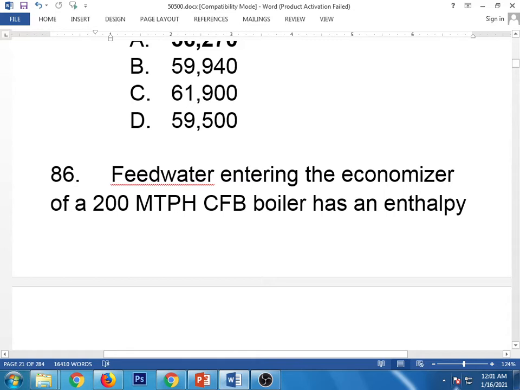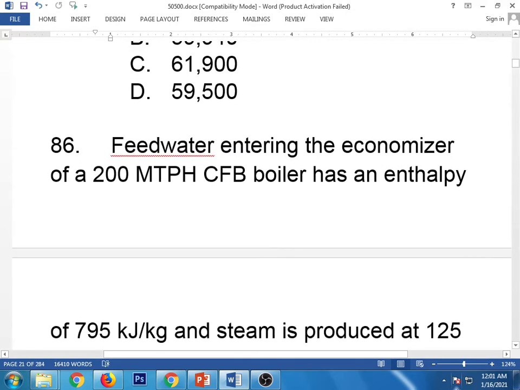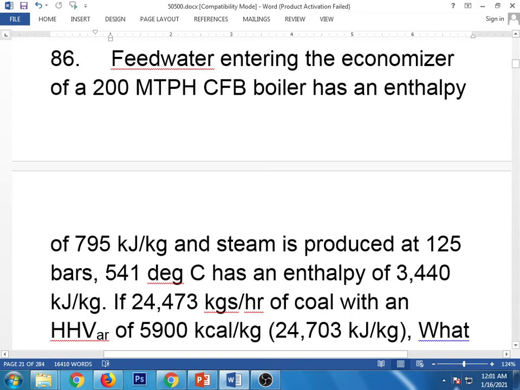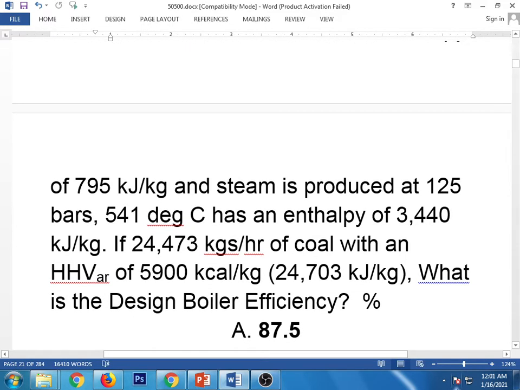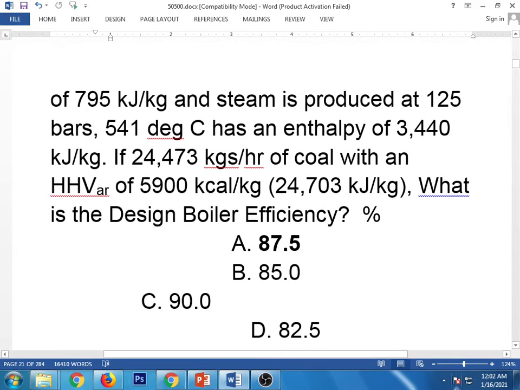86. Feed water entering the economizer of a 200 mtph CFB boiler has an enthalpy of 795 kJ per kg and steam is produced at 125 bars, 541 degrees Celsius, with an enthalpy of 3,440 kJ per kg. If 24,473 kg per hour of coal with an HHB AR of 5,900 kcal per kg, 24,703 kJ per kg, what is the assigned boiler efficiency in percentage?